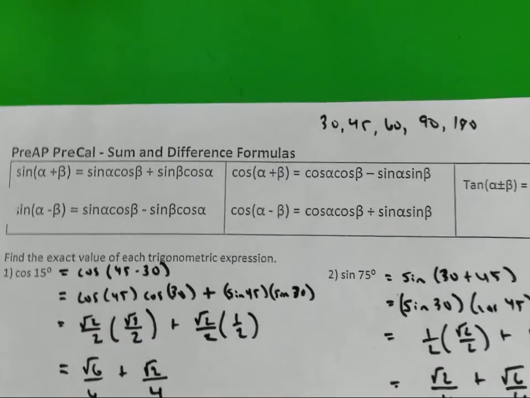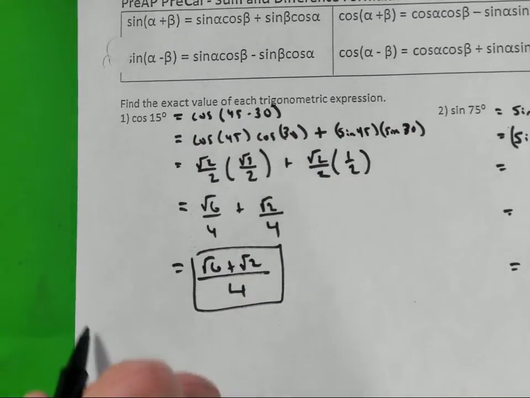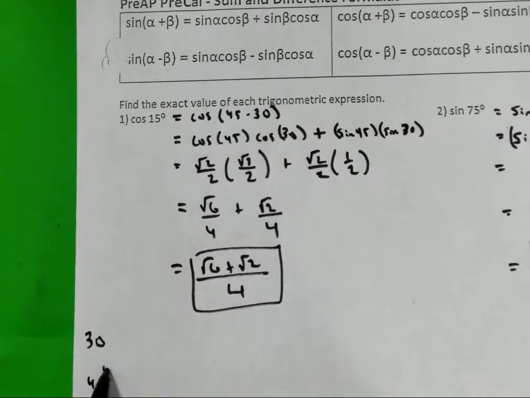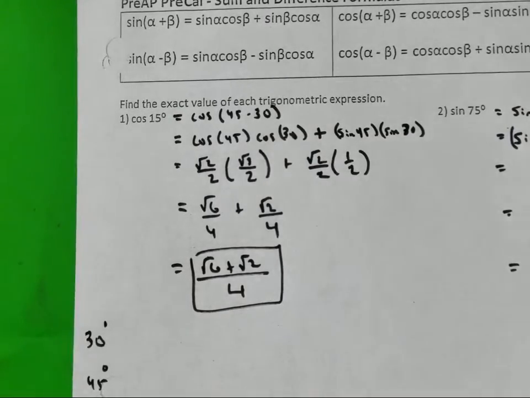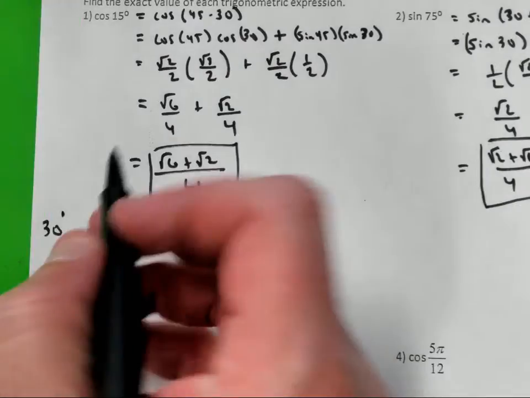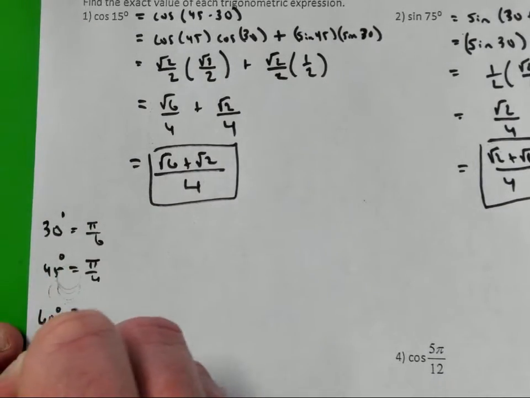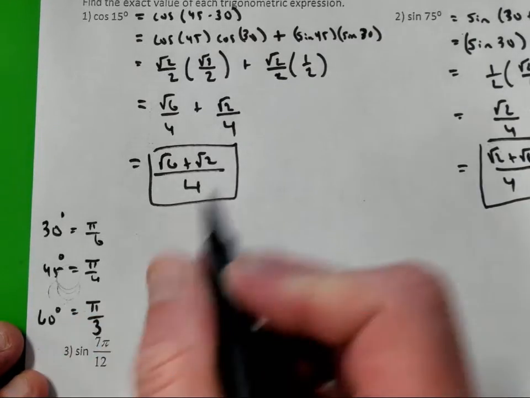Okay. Well, let's go to the side right here. We have 30, we have 45, and we have 60. What is the radian for 30? Pi over 6, okay? What is 45? Pi over? And 60 is pi over what?